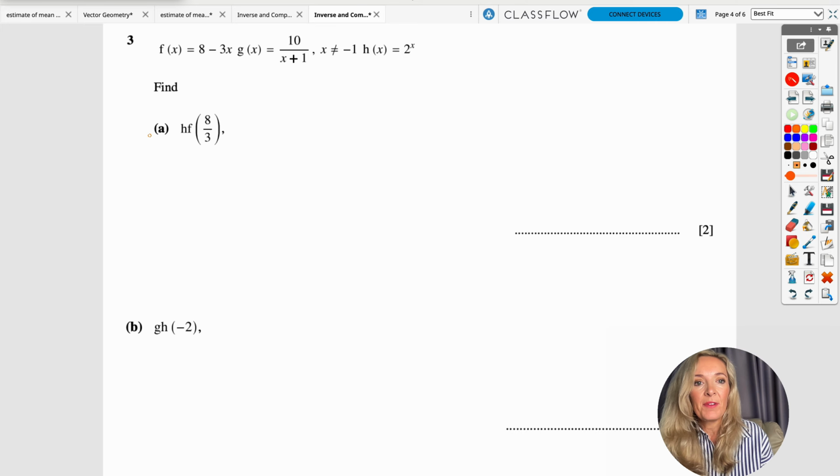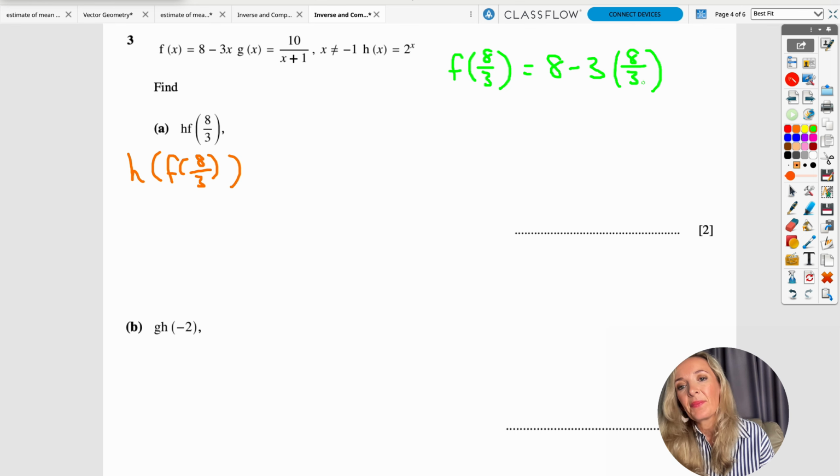Now, first thing is it wants us to put f of 8 over 3 into h. So let's just take some time here because that's looking a bit more complicated than usual. 8 over 3 going into the function f. Right, so it's 8 subtract 3 times whatever the x is. In this case, the x has become 8 over 3.